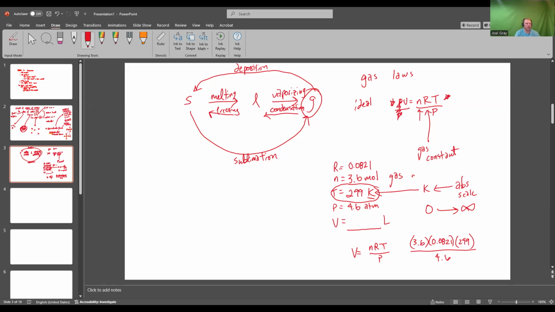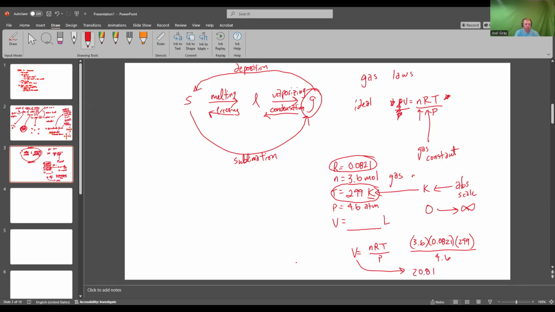And again, that R value would be provided in the problem, or that would be on the front page that says, here's the exact R value to use. 4.6. The rest of these numbers are a part of the problem itself. They're a part of the question. And so for this case, the volume would be something like 20.81.